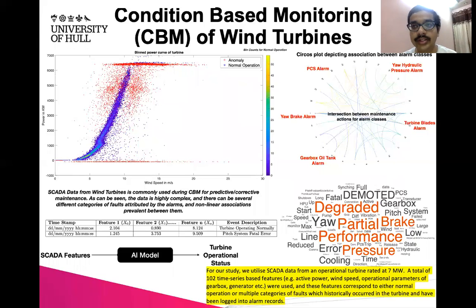You can see in this plot that there are many different classes of alarms which can be interrelated. One alarm can be a cause of another, and there can be multiple alarms which share multiple causes. That's also a problem. And there can be multiple types of faults as well. So in this study, we aim to use real world data from a real world turbine, identify the hidden insights from this SCADA data, and generate a novel kind of decision-making approach for the wind industry.